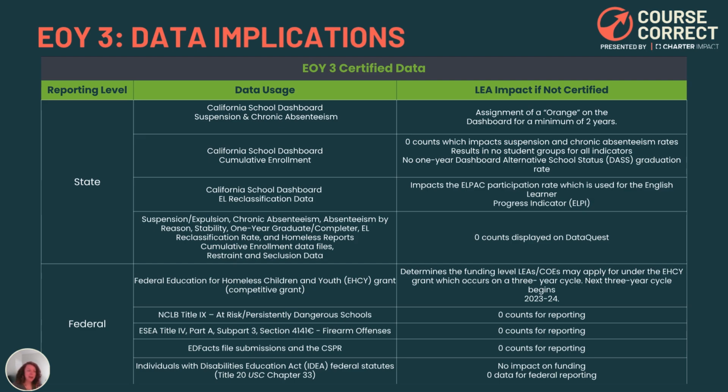Now, let's circle back to the data implications for end of year 3. This may be a little bit tiny on your screen, but again, the big takeaway is that this information informs your DataQuest and your California dashboard. Failure to certify or provide information would mean that you might have 0 counts on DataQuest. Federally, that would mean you would have 0 counts on some of the required reporting. And so there are negative results if you do not certify. So definitely get that information in and make sure it is as accurate as possible.